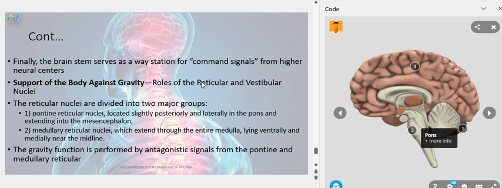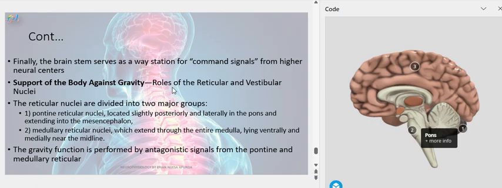Another important function belongs to the various nuclei that exist within the brainstem, specifically the reticular and the vestibular nuclei. They normally support the body against gravity, in that without the impulses generated at this particular area, an individual will not be able to sustain against gravity. They'll just obey the law of gravity, and that is by falling down.